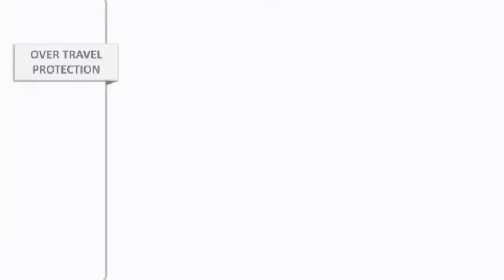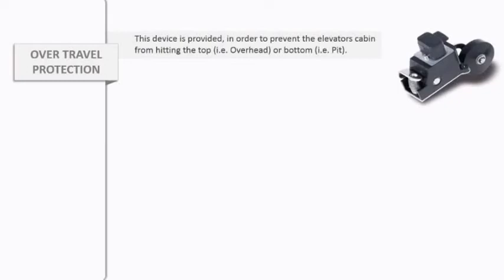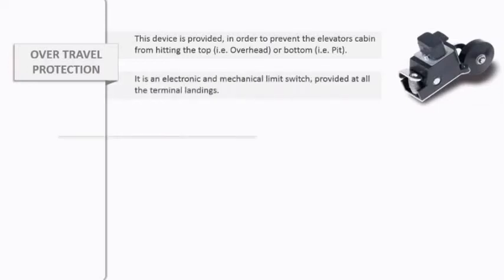Let's discuss over travel protection. This is the feature, as the name says, that protects the elevator from over traveling so that it could not hit the overhead or pit. There is an electronic as well as a mechanical limit switch to perform this safety.